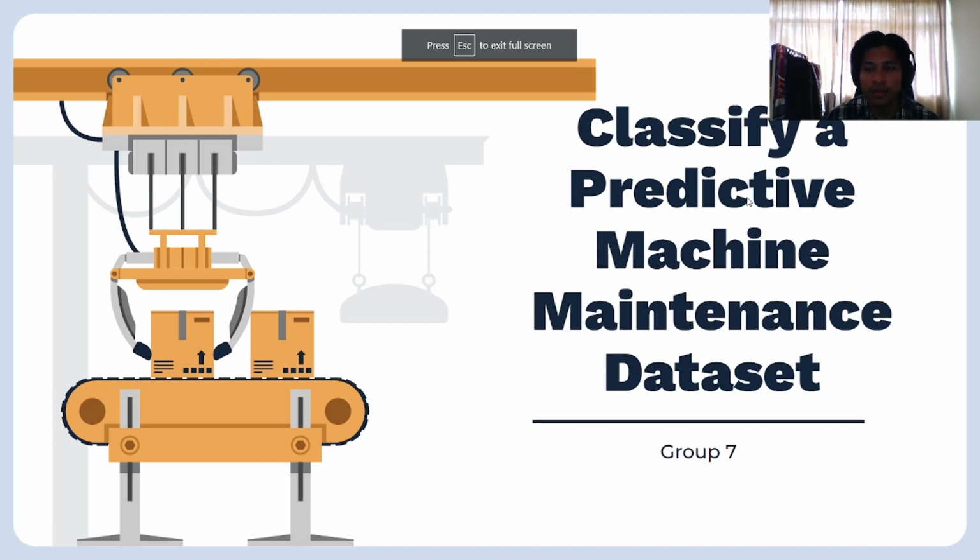Hi, my name is Shazin Izwan bin Sulaimi, student ID 250599496. I'm from Group 7 and I'll be presenting on how to classify a predictive machine maintenance dataset.